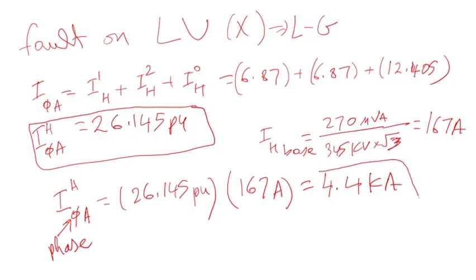So if a line to ground fault occurs on the low voltage winding or low voltage side, the high voltage winding will see 4,400 amps. So it has to handle that current, basically, what I'm trying to say.